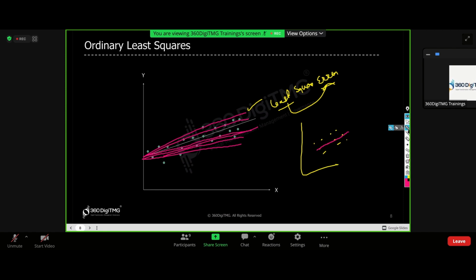so here what is happening? If I take this line and assume I have data points like this, or let me assume these are my data points.